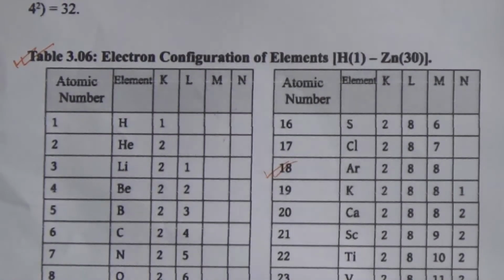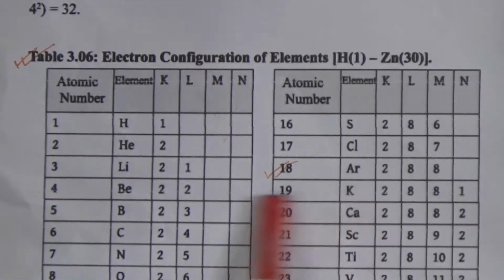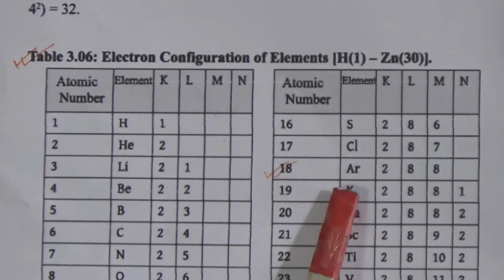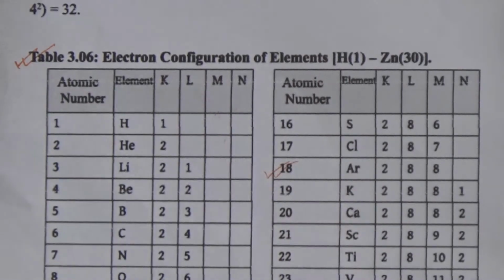That means up to atomic number 18, it follows the rules that we are just learning. But from the next one, that means atomic number 19, from potassium, it can't follow. For this we have to know more about this.